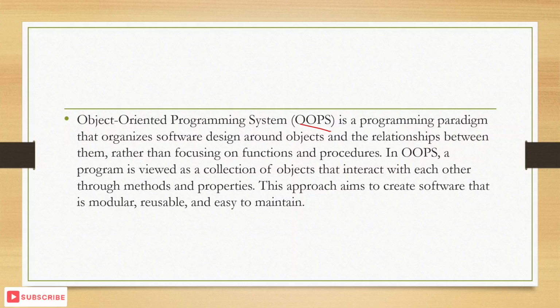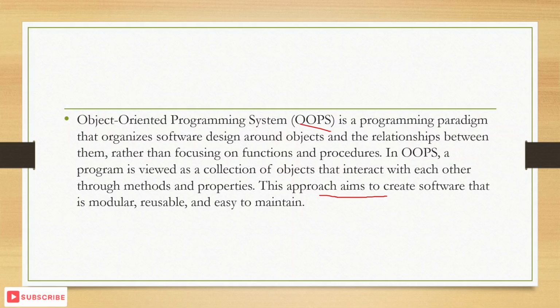So what is the main difference between OOPS and procedural language? In procedural language, it's quite difficult to solve real world problems, but in object oriented programming language, it's easier to explain and easier to solve real world problems. Okay, so in OOPS, a program is viewed as a collection of objects. It mainly depends upon objects. Now, what are objects? We will learn in the further videos. Also, I'll explain in brief in this video.